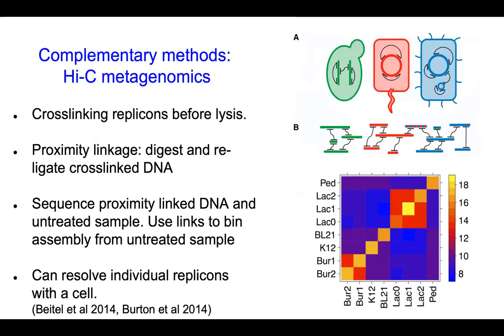Then another complementary method is Hi-C metagenomics. This is a trick where you cross-link the DNA replicons in the cells before you lyse. So this is depicted here on the right. Say this budding yeast in green has two chromosomes, right? Two linear chromosomes depicted as these green lines in the budding yeast.